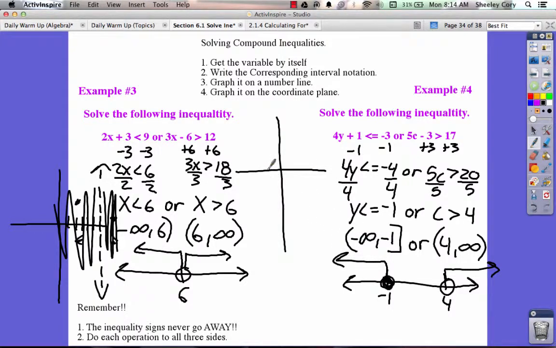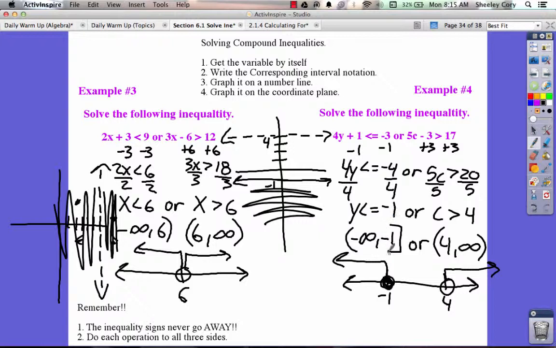Negative 1 is going to have a bold line. Because we're using the variable y, we have a horizontal line, so negative 1, bold line here. 4 will have a dashed line. For the negative 1, it says to shade below. y is less than or equal to negative 1. And for this one, c is greater than 4. I'm going to shade above.